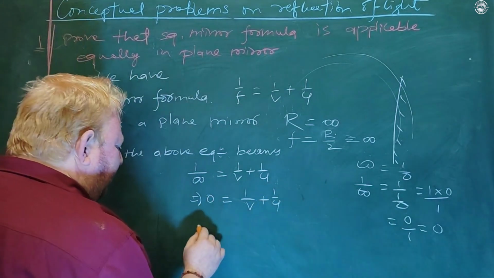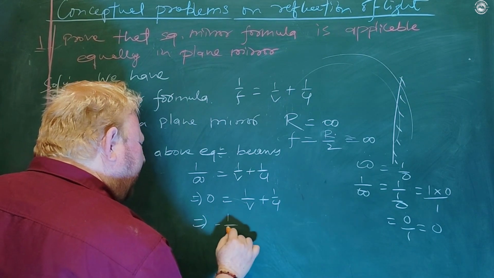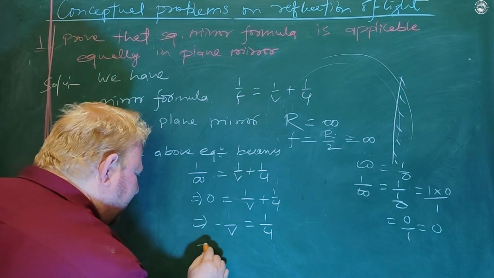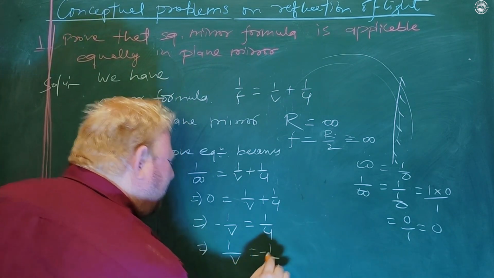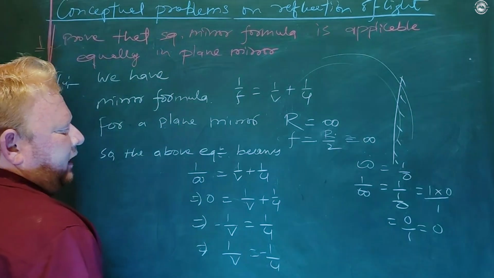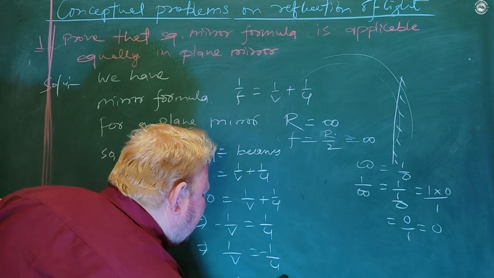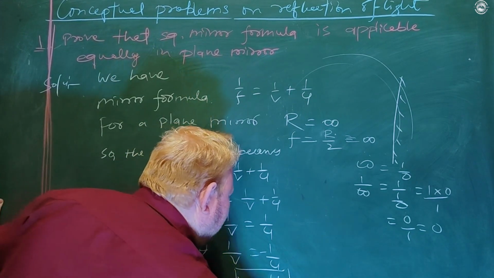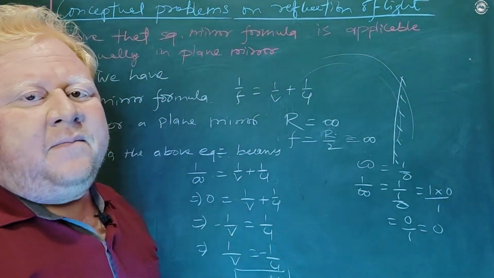Right? That means minus of 1 by v is equal to 1 by u, or else minus of 1 by v is equal to minus of 1 by u. Yes or no? So what we are having? v is equal to minus of u. This is what exactly happens in plane mirror.